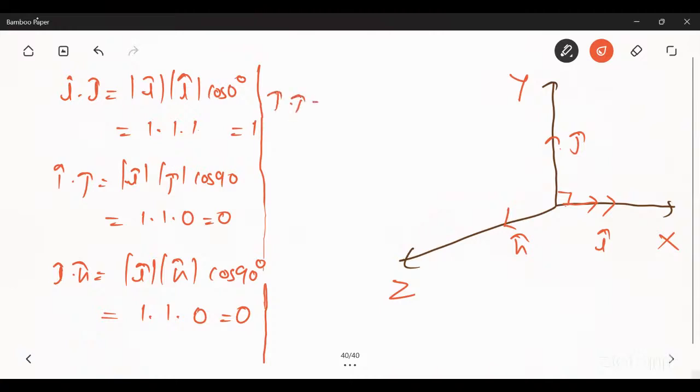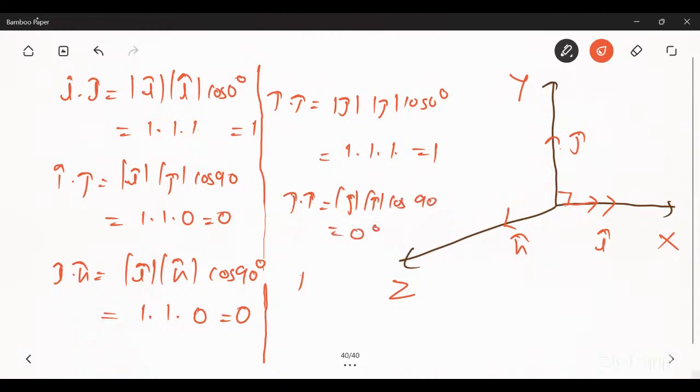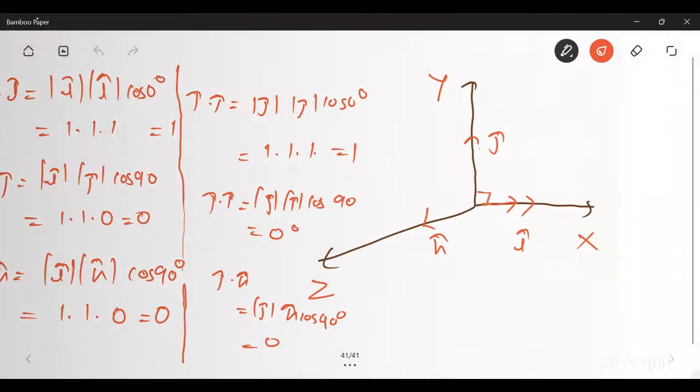J dot J is also mod J mod J cos 0 degree. So mod J is 1, mod J is 1, cos 0 is 1. So it is equal to 1. So J dot I equal to mod J mod I cos 90. So it is also 0. So J dot K is also mod J mod K cos 90. So again it is equal to 0. Similarly, K dot K is 1 and rest all things are 0.